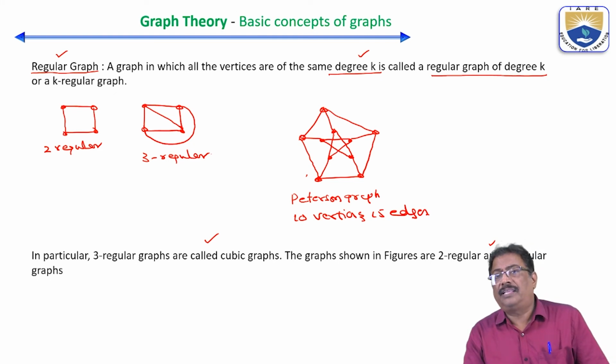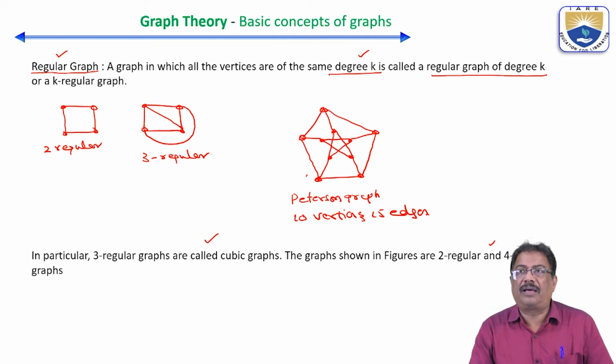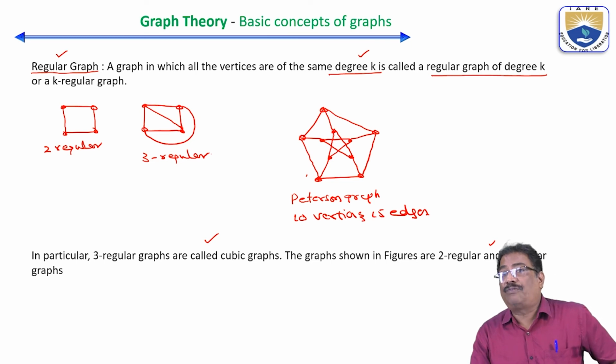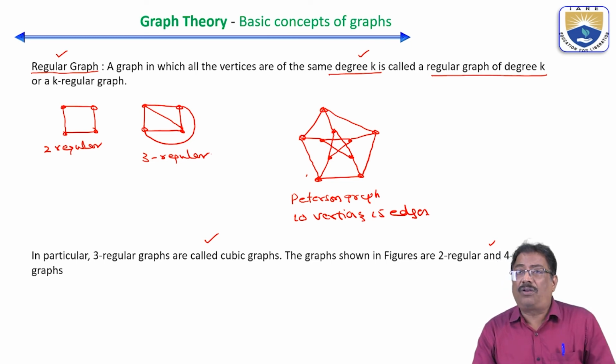See, a regular graph is nothing but each and every vertex degree is the same, whatever it is. If it is 2, then we can say that it is a 2 regular graph. If it is 3, we can say that it is a 3 regular graph. And if it is 4, we can say that it is a 4 regular graph. But this is not a complete graph.